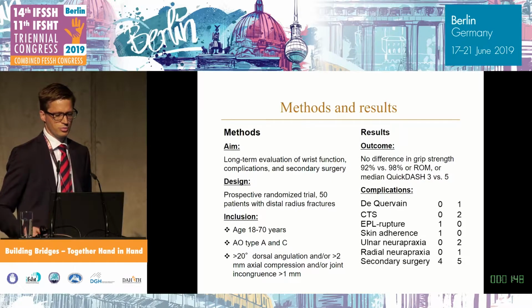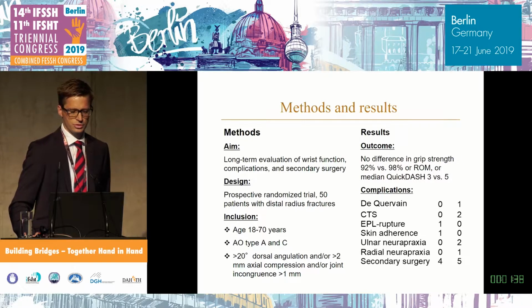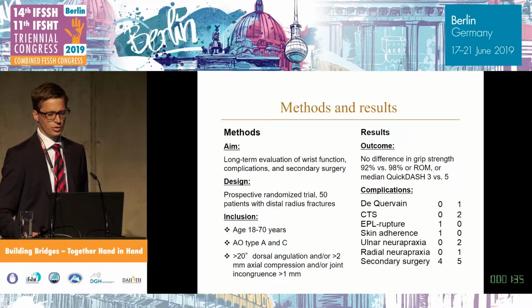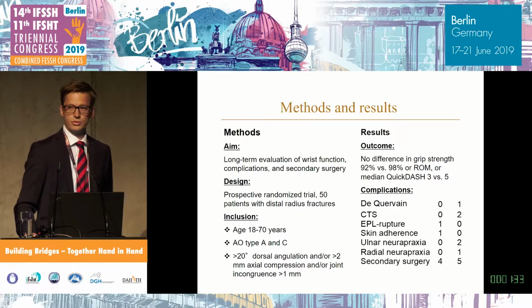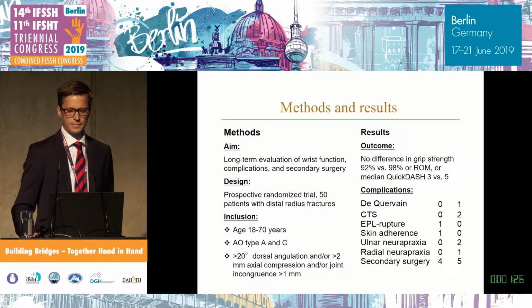So the design was a prospective randomized trial with 50 patients. Inclusion was 18 to 70 years, and AO type A and C fractures. The dorsal angulation more than 20 degrees, more than 2 millimeters of axial compression on ulnar variance, or incongruity in the radiocarpal or the DRU joint.